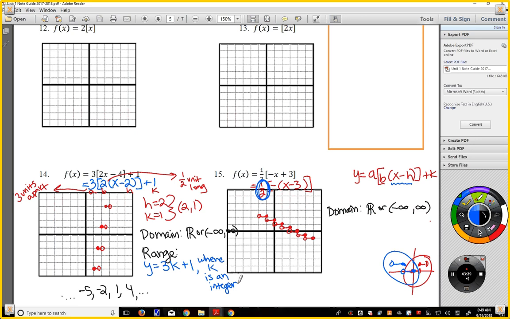So, why don't you guys go ahead and try to write the range for the second graph with the people at your table, and then we'll check it. Okay, anybody willing to share? Yeah.